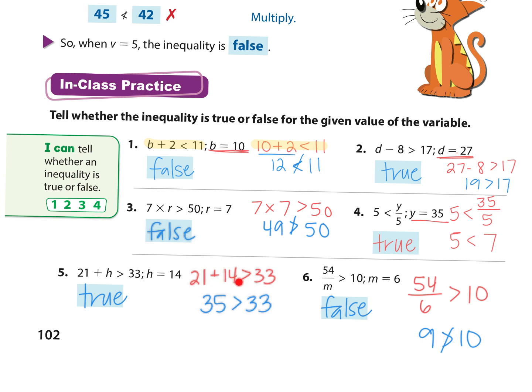Okay, so I'm going to replace that H with 14 because it tells me that H equals 14. So then I solve it. 21 plus 14 is 35. It is greater than 33, so number 5 is true. Number 6, I'm going to replace the M with 6 since M equals 6. And then I solve it. 54 divided by 6 is 9, which it says is greater than 10, but that is not true. So I draw that slash and I write false.